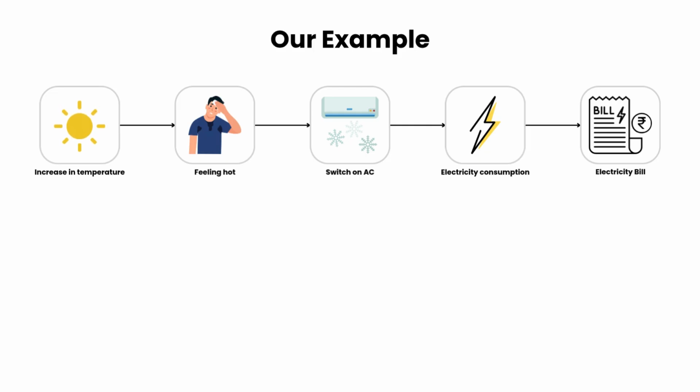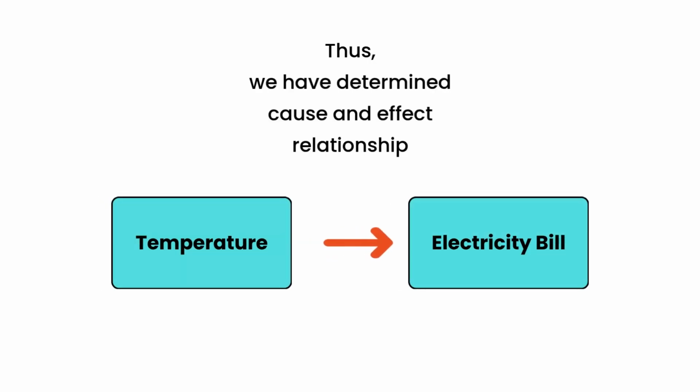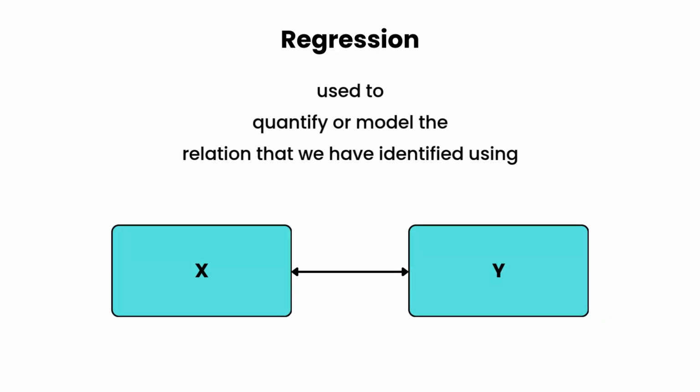The vice versa relation is not possible. An increase in electricity bill cannot cause an increase in temperature. Thus, we have determined the cause and effect relationship in this direction. Temperature influences electricity bill.